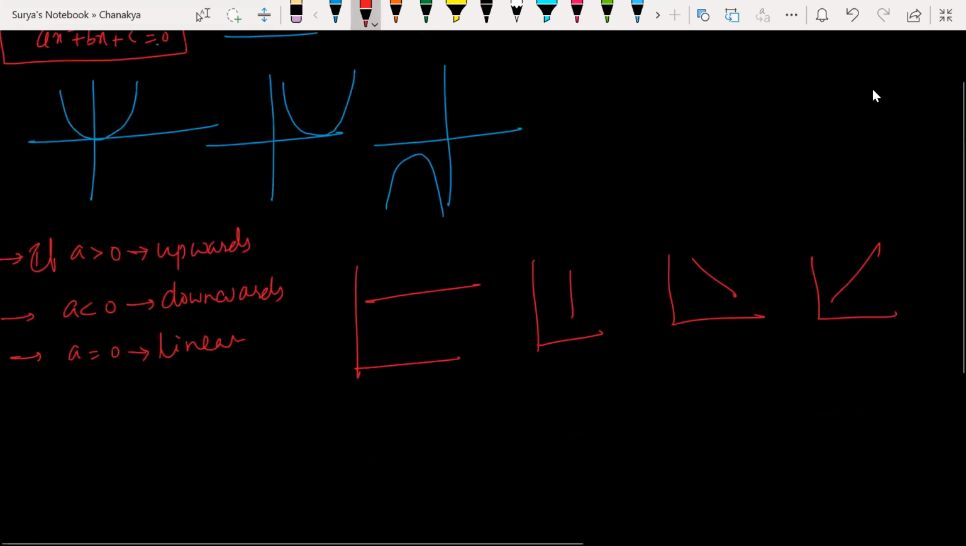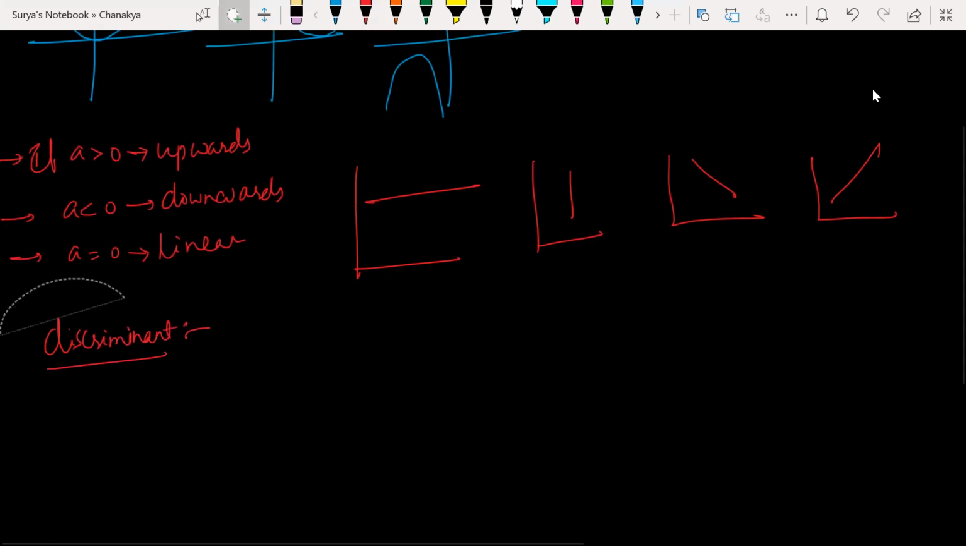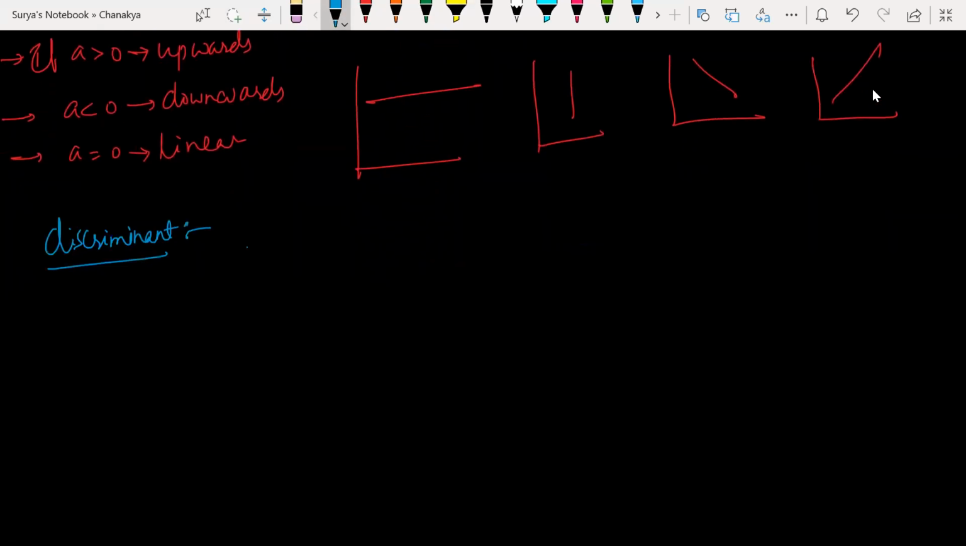And we have spoken about discriminant as well, right? Discriminant. What is discriminant? B square minus 4ac. D is equal to B square minus 4ac. This is what we have learned, right?